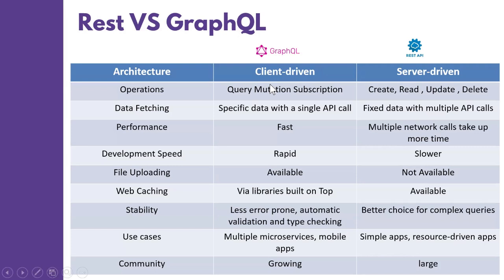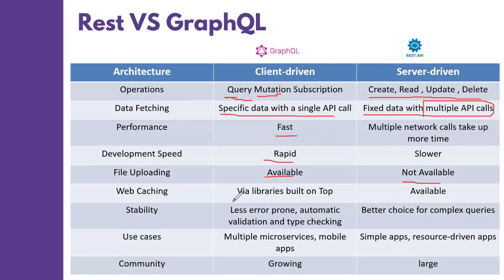So in GraphQL, we have only query and mutation. Query is to query data, and mutation is to update the data. Whereas in REST API, we have create, read, update, and delete. Data is fetched with a single API call in GraphQL, but in REST we need to fetch the data with multiple API calls. This is one of the major differences which makes GraphQL unique from the REST API and most commonly used these days. Performance will be faster compared to REST API, and development speed will be rapid. File uploading is available, whereas in the REST API it is not available.